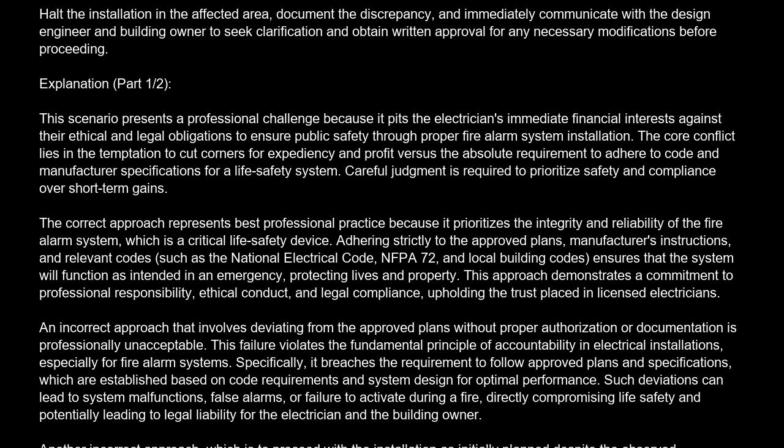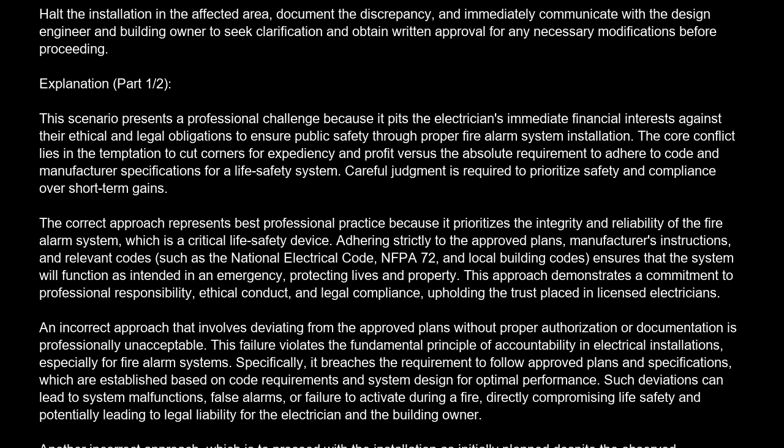Adhering strictly to the approved plans, manufacturer's instructions, and relevant codes, such as the National Electrical Code, NFPA 72, and local building codes, ensures that the system will function as intended in an emergency, protecting lives and property. This approach demonstrates a commitment to professional responsibility, ethical conduct, and legal compliance, upholding the trust placed in licensed electricians.